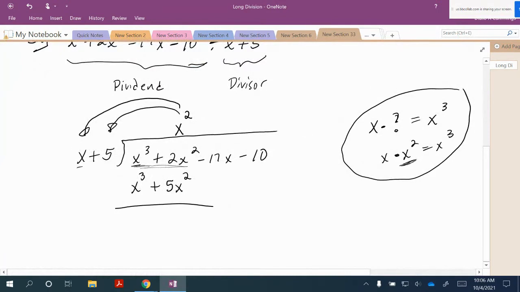So we're going to do the same thing here, but instead of subtracting, I'm going to do what's called changing the sign. So what I'm actually going to do is multiply everything in this row by a negative. Here's what happens. This x squared becomes negative x squared. This 5x becomes negative 5x.